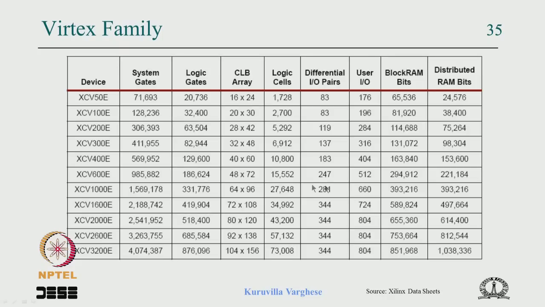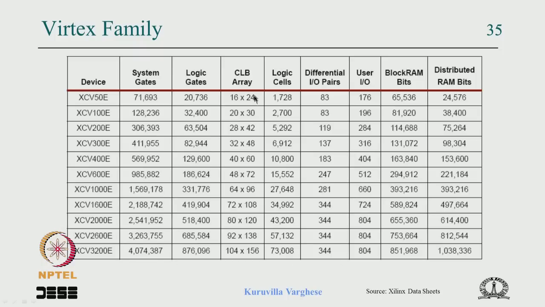But there are things which are not useful, like the number of system gates and logic gates. These are equivalent gate counts, and it's not very clear how they are calculated. Maybe you can use them to decide between devices within a family, but there is no point in comparing the system gates of one family with another, or a chip from one vendor with a chip from another vendor; it doesn't make much sense. Just quoting big numbers, saying 1 million or 100,000 or 200,000, one shouldn't choose FPGAs depending on these system gates and logic gates, though it's an indication of the complexity.